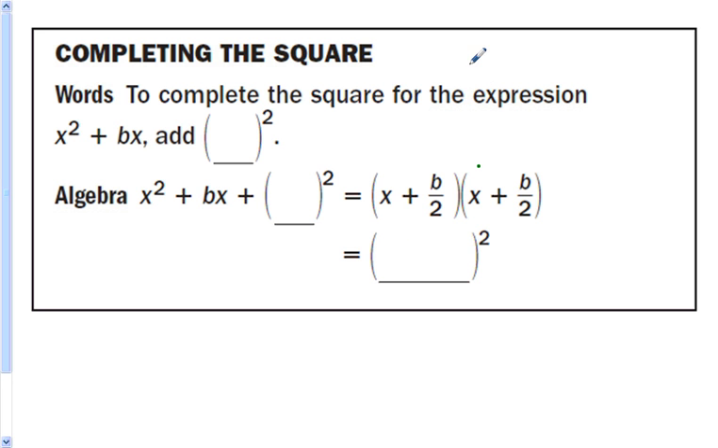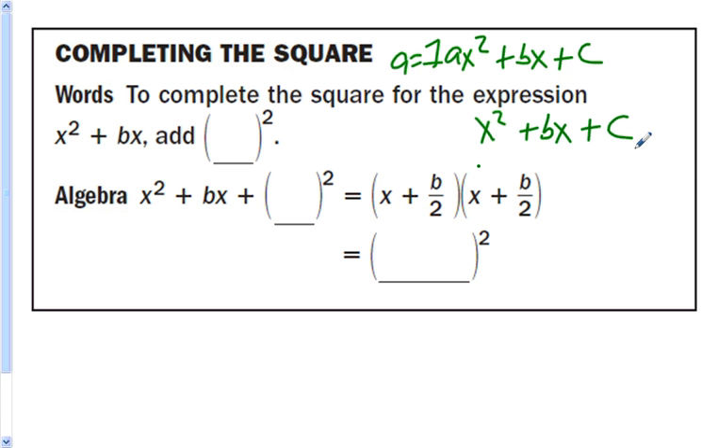So if you think of a quadratic equation in standard form, that's ax squared plus bx plus c. When we complete the square, this a value is always going to equal 1. So really we are going to be dealing with x squared plus bx plus c. To do the process of completing the square, you're only going to focus on these first two terms.